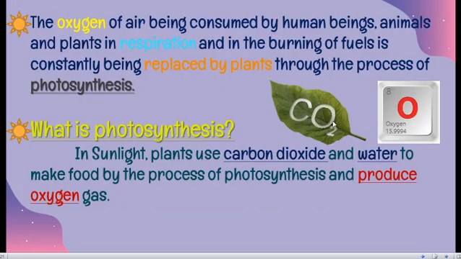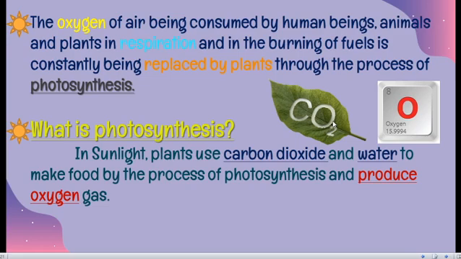The oxygen of air being consumed by human beings, animals and plants in respiration and in the burning of fuels is constantly being replaced by plants through the process of photosynthesis. That's what I just said. So we are using oxygen for breathing, and burning is done by consuming oxygen. This consumption of oxygen is replaced by plants through the process of photosynthesis.